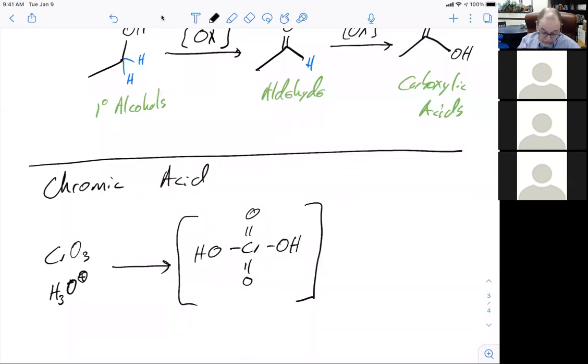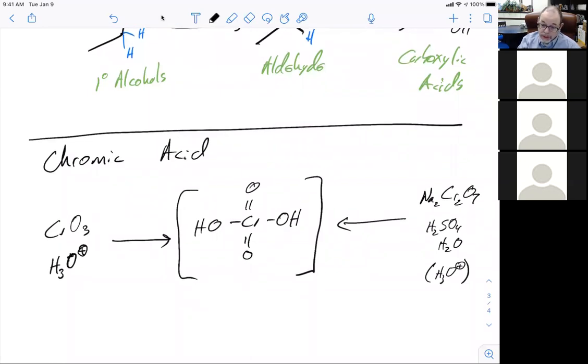So in solution, we're creating this by either adding chromium anhydride, that's what this is called, CrO3, and acid, or we could add sodium dichromate, a little bit easier to work with, but a little bit more expensive, right? Usually they show this one with sulfuric acid and water, but they can also show it with just H3O+. So you'll see both of those. So whenever we talk about chromic acid, we're not adding chromic acid. This is going to be confusing, but we can either add the disodium dichromate, or we can add the chromium anhydride.